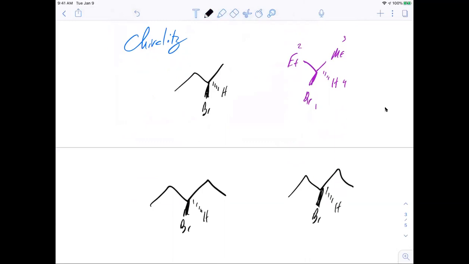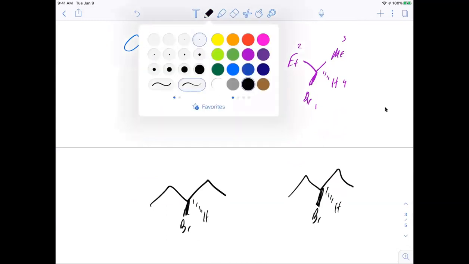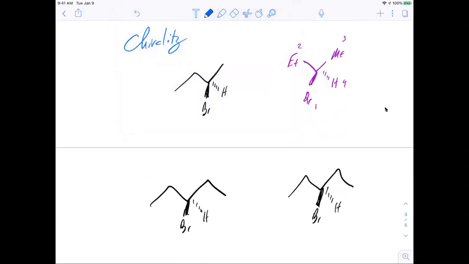Well, in this version, we changed that. We added a carbon to one side. Now I don't have a mirror plane between the two. I actually have a mirror plane bisecting the molecule.